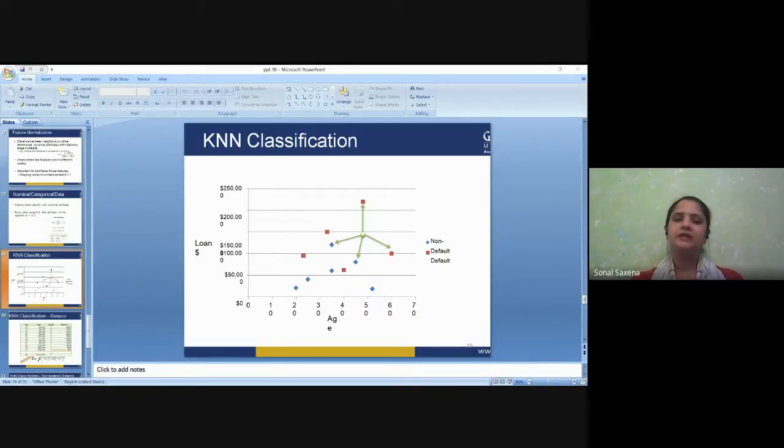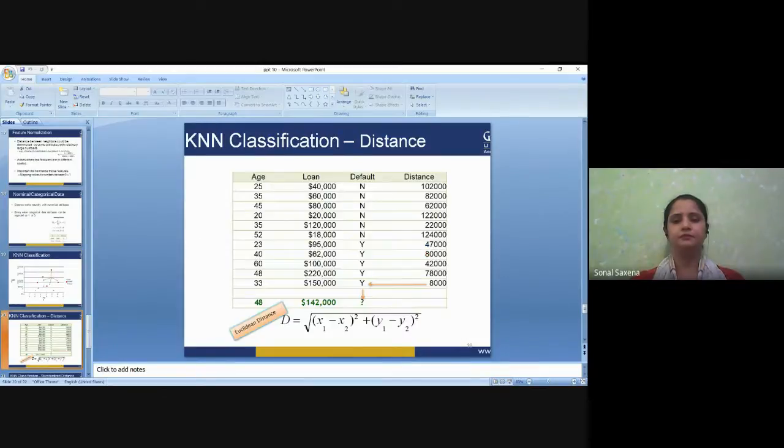KNN has some strong consistency results. As the amount of data approaches infinity, the two-class KNN algorithm is guaranteed to yield an error rate no worse than twice the Bayes error rate, the minimum achievable error given the distribution of data. Various improvements to the KNN speed are possible by using proximity graphs. This is how you're finding out the distances.